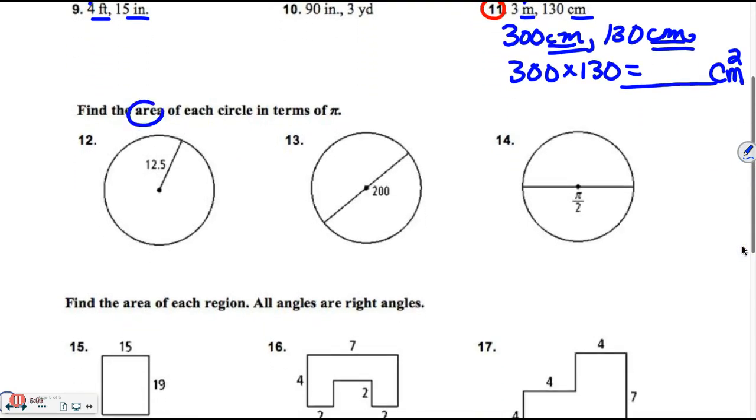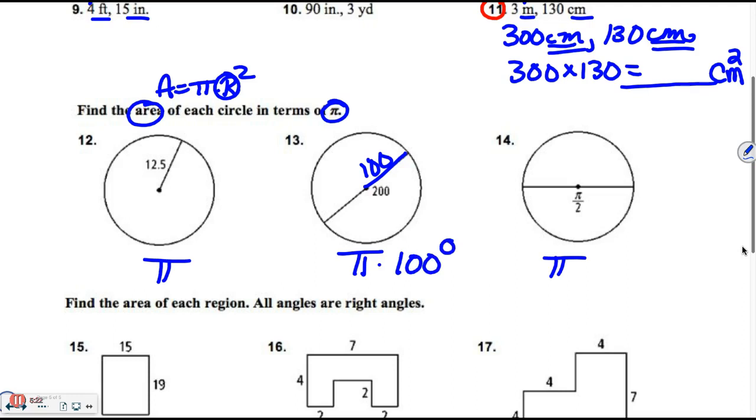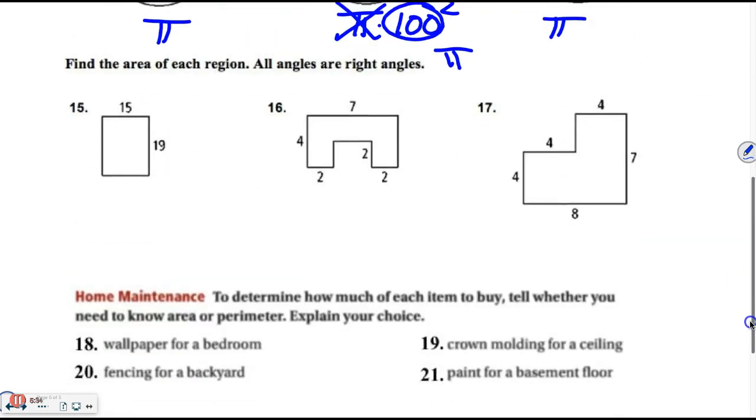The area of a circle is equal to pi times the radius squared. When it says in terms of pi, it means put pi in your answer. Now you need the radius squared. So in this one, the radius is half the diameter. So the radius is 100. So we do pi times 100 squared. The 100 gets written down, the pi gets written down, and we do 100 squared on the calculator. And I'll leave that for you. And I'm not going to finish them all.